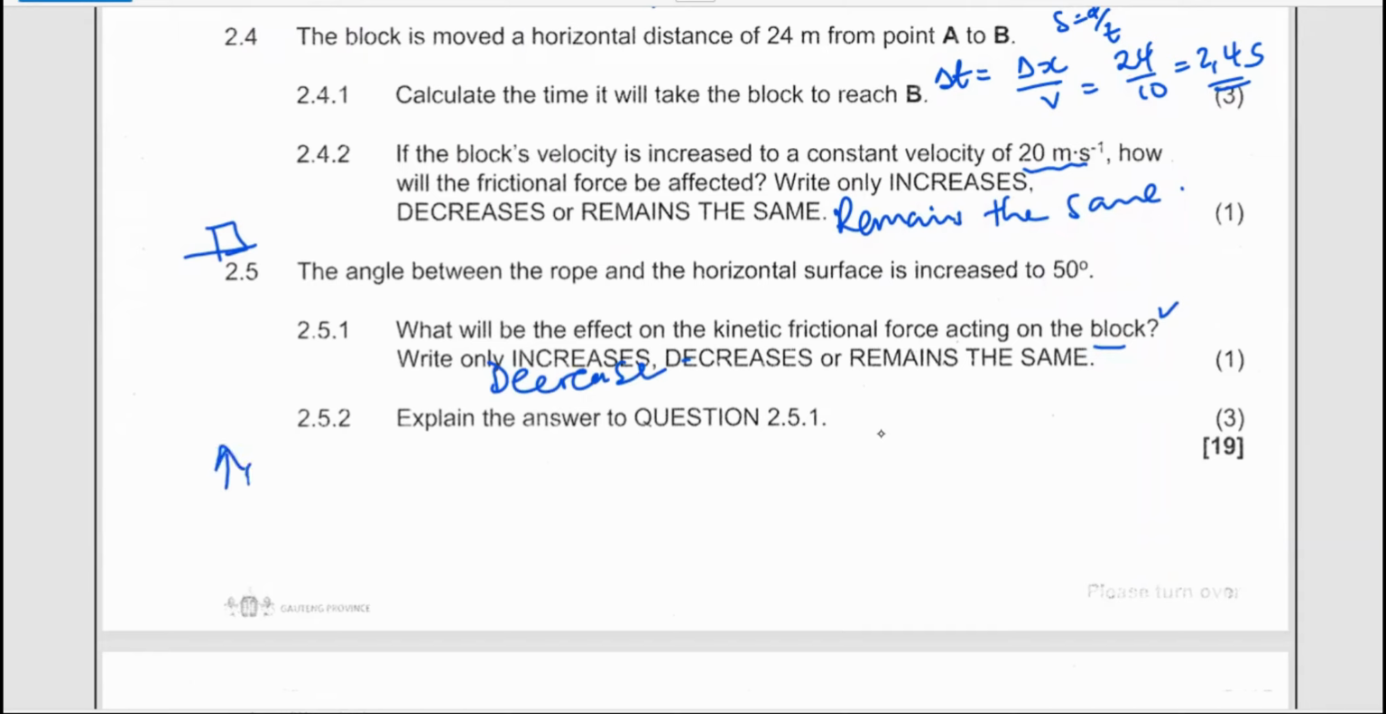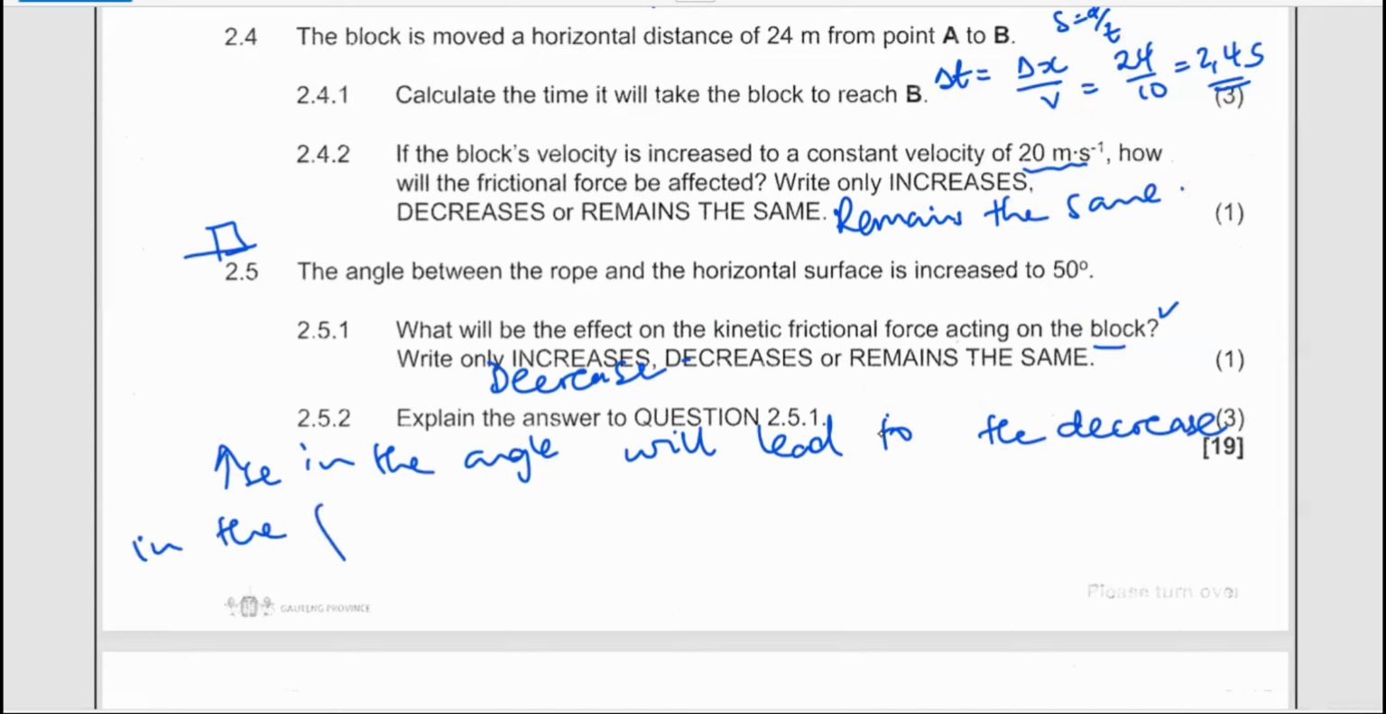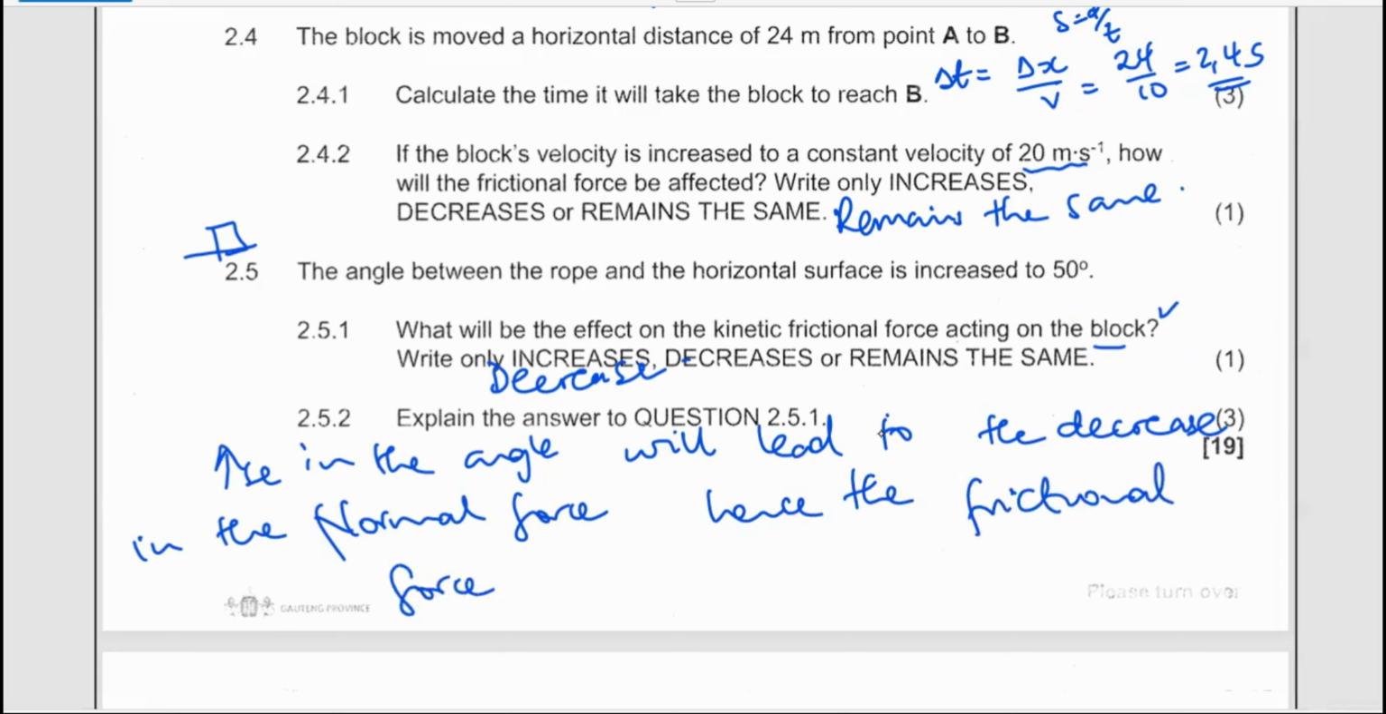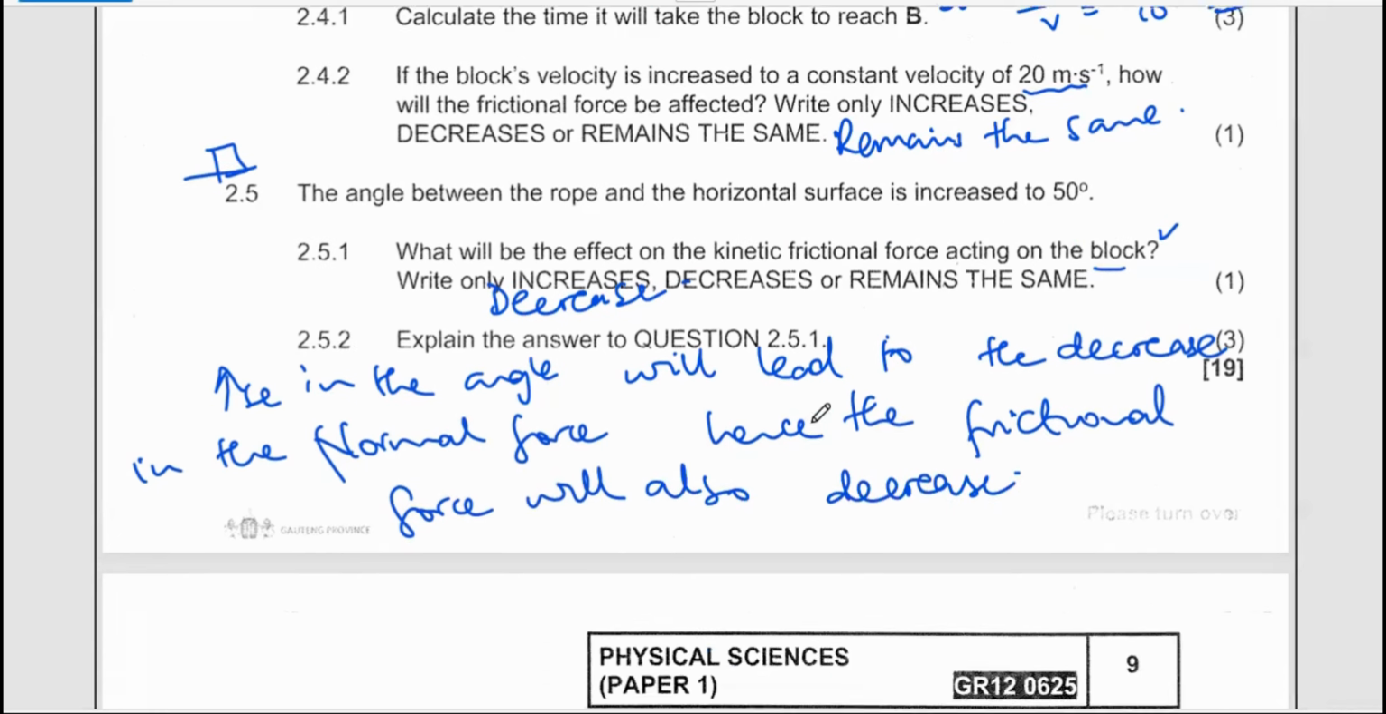Explanation is that the increase in the angle will lead to the decrease in the normal force, hence the frictional force will also decrease. Okay, so that is the explanation that we could be having.